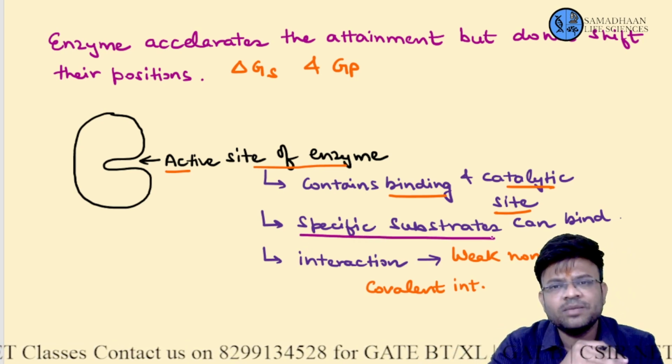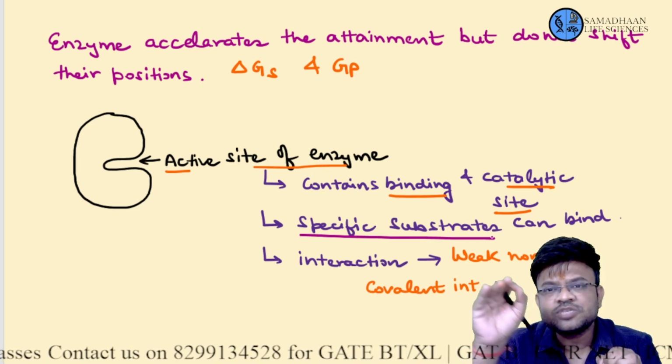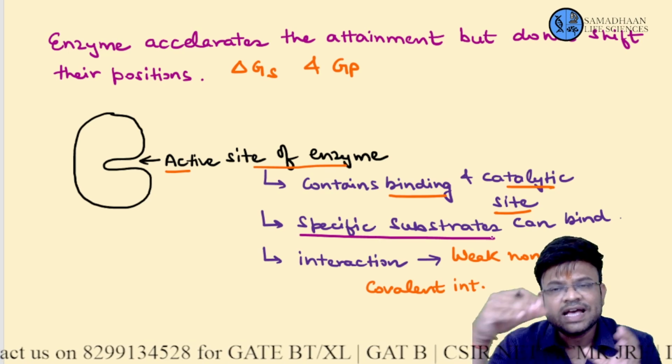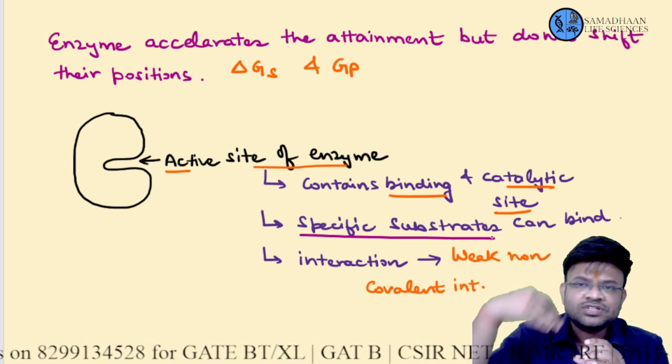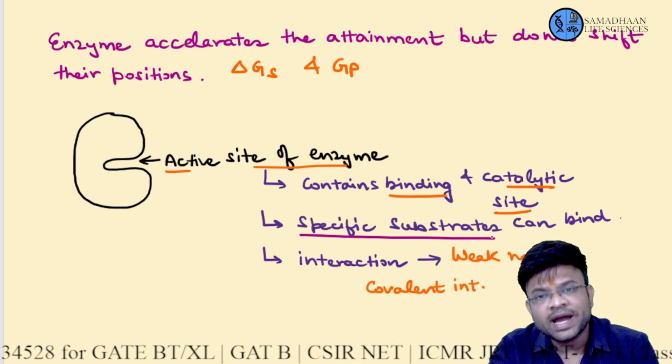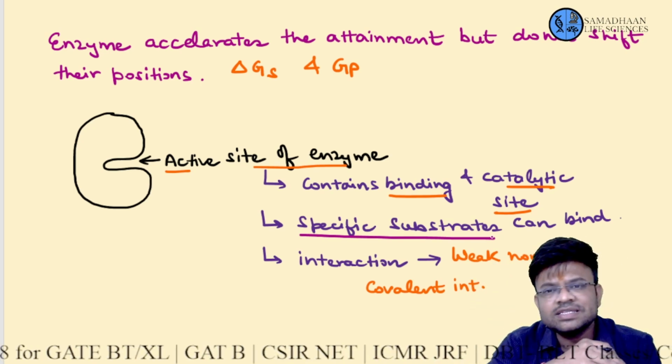This is a very important point. Enzymes are very specific in their functionality. That means if an enzyme has substrate A that binds to its active site, substrate B will not be able to bind to its active site. Why am I saying that?